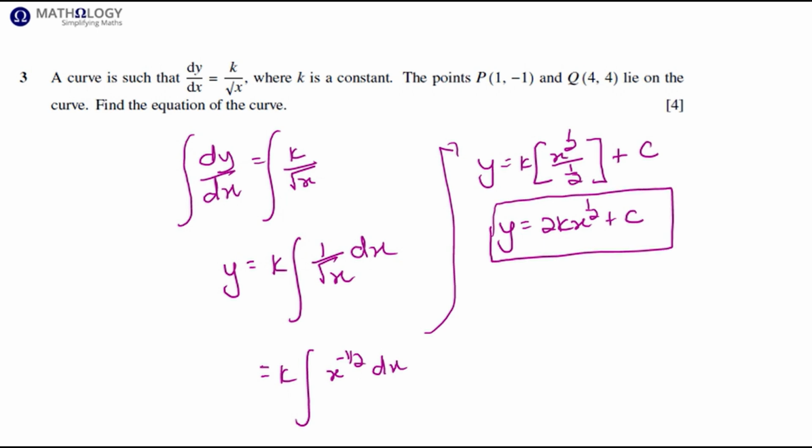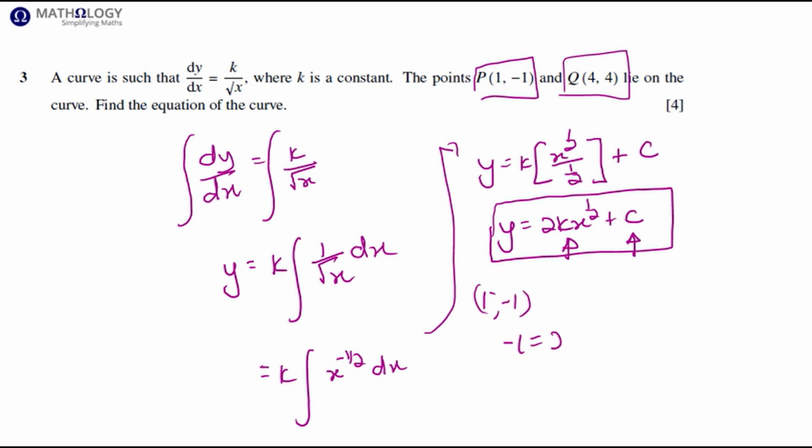Now in order to get the equation of the curve, we need to know the value of k and the value of c. So we need two pieces of information since we've got two unknown variables here. That information comes from the points that lie on the curve, P and Q. So in turn, we're going to substitute these two points into this curve.